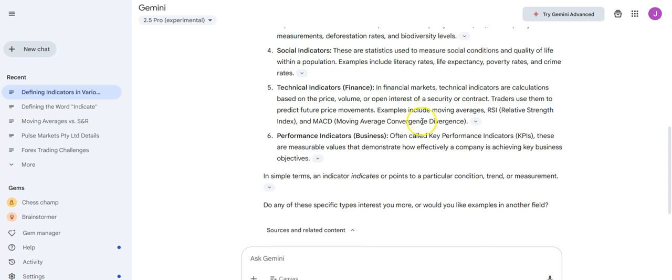Example, look at that. The first thing they talk about, moving averages. Why would they talk about moving averages first? You know, and then relative strength and the moving average convergence divergence. Even the convergence divergence has moving average in front of it. Okay. And let's go to performance indicators for business. Also called key performance indicators, these are measurable values that demonstrate how effectively a company is achieving its business objectives. So that right there hits the nail on the head.